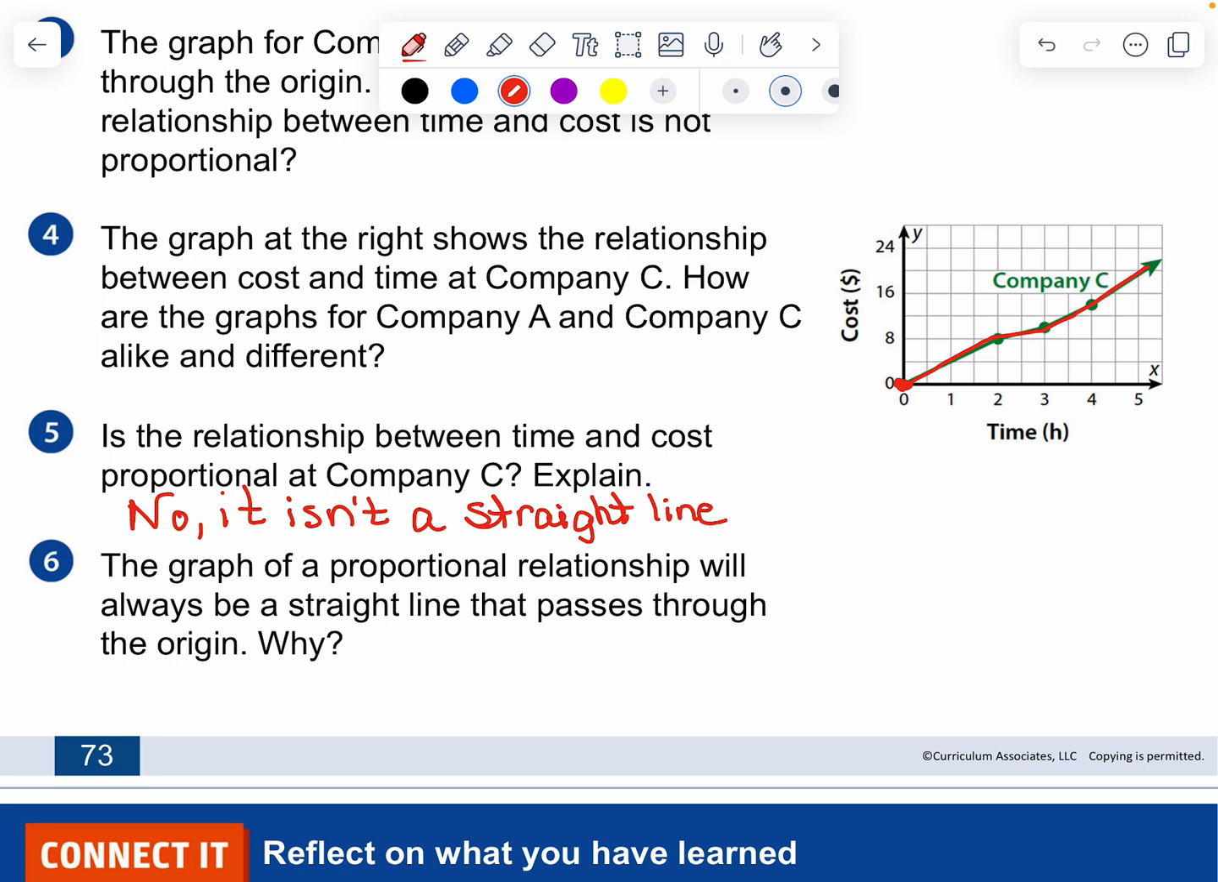So now we know that it has to be a straight line and has to pass through the origin. The graph of a proportional relationship will always be a straight line that passes through the origin. That is super important, because if you know that, it helps you with so many other things. And why does that work? Because when that happens, the ratios are all equal. And if you remember, when we only looked at tables, if we had equivalent ratios, we knew we had a proportional relationship. A straight line that passes through the origin, the ratios are all equal.